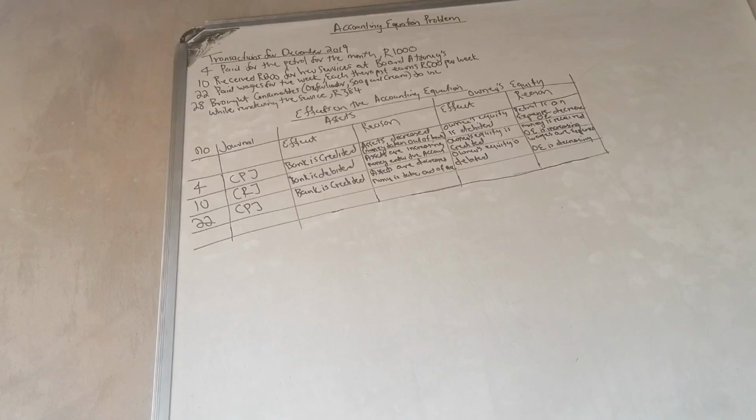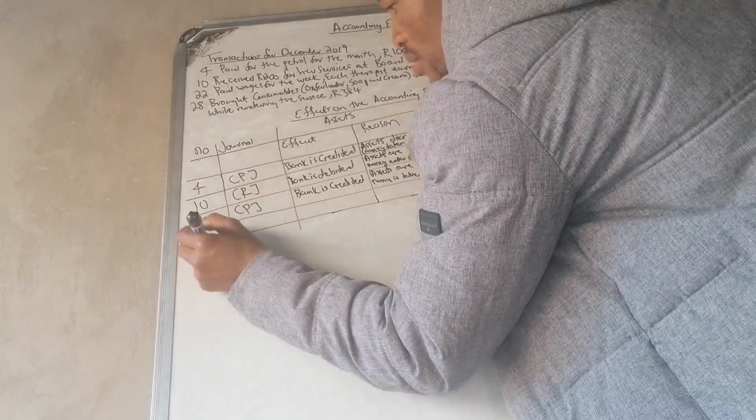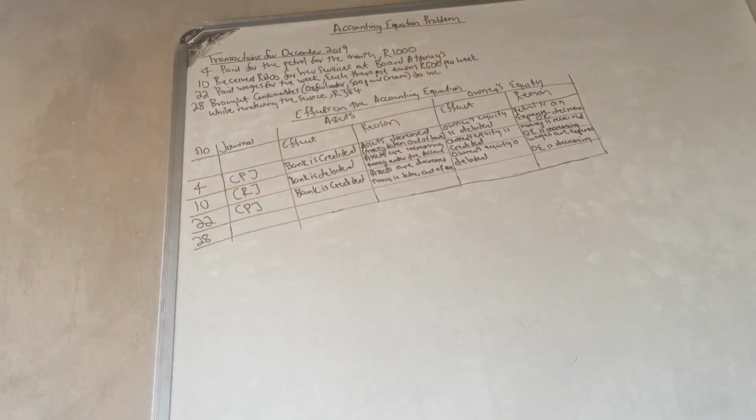Now the last transaction, on the 28th. They brought consumables, the exfoliator, the soap and the cream, to use while rendering the services, and they all cost 384. We bought these things.